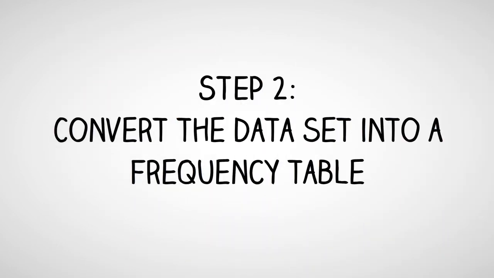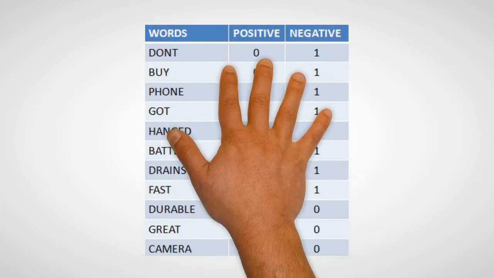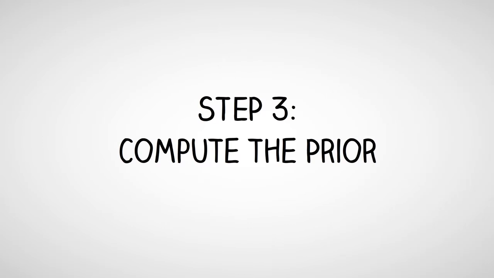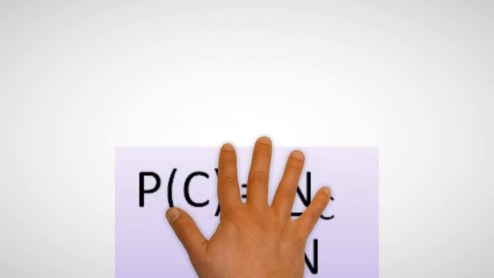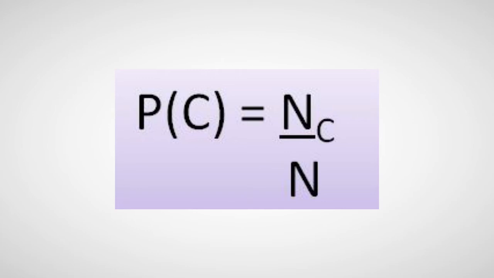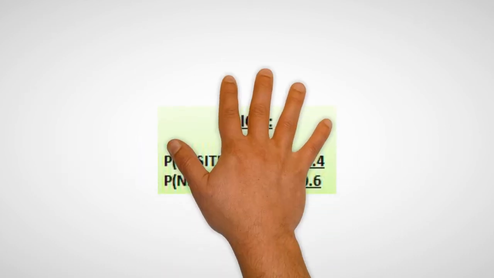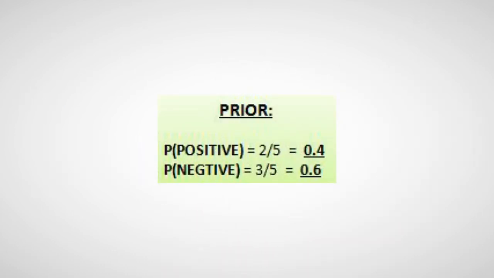Step 2. Convert the dataset into a frequency table. Count how many times the word appears in each class. Step 3. Compute the prior. Use the prior probability formula, where P of C is the probability of the class. NC is the total count of a particular class in the training set. N is the total count of class in the training set. Probability of positive is 0.4. Probability of negative is 0.6.